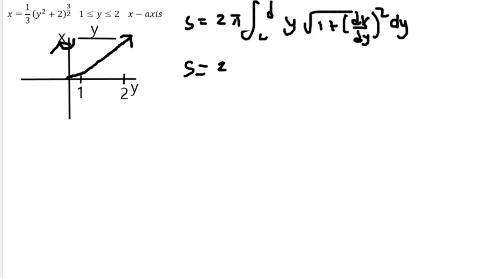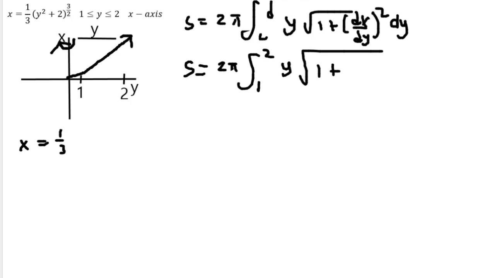So the surface area here is going to be 2 pi, and we have c to d, that's going to be the integral from 1 to 2 of y times the square root of 1 plus (dx/dy) squared. So let's calculate it. We have x is equal to 1/3 quantity y squared plus 2 raised to the 3 over 2. So let's take its derivative.